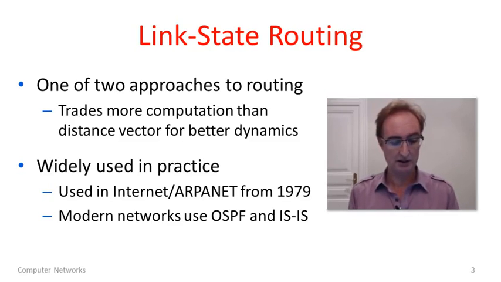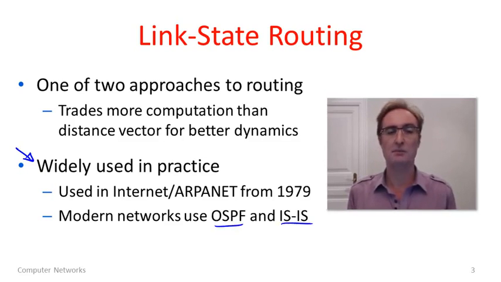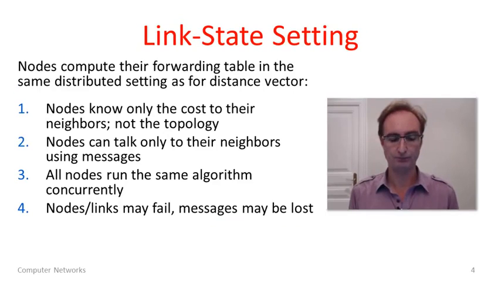Now, link state routing is widely used in practice. It's been around for a long time, almost as long as distance vector. It's been used in the ARPANET since about 1979 onwards. And many modern networks today use protocols that are based on the link state approach. Here I mentioned OSPF and ISIS, which we'll just mention very briefly at the end. But these are protocols that would be used in ISP networks, large enterprise networks like on campus or in a big company. They all use this link state approach.